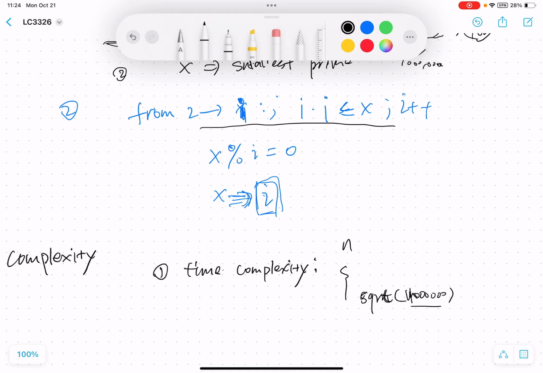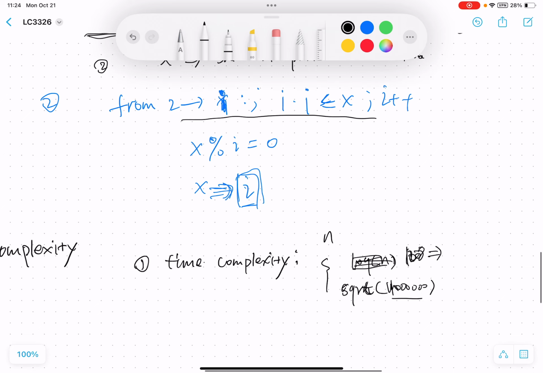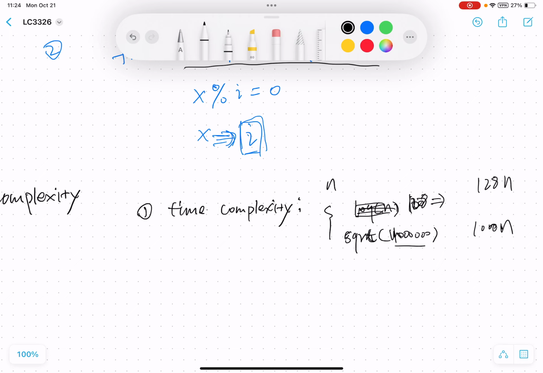For the first part, it's almost log n. Actually, it's not log n. That will be about 128 in my experiment. So the time complexity will be about 128n or 1000n for this problem. This is the worst situation for the time complexity, so the real consuming time is better than this value.